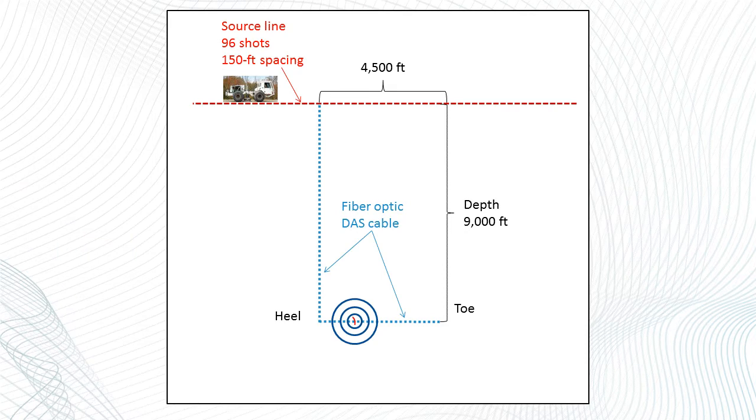Here's a sketch of the field setup of that data set. The well and the DAS cable are vertical to a depth of about 9,000 feet and then turned horizontal for about 4,500 feet. We have 96 vibroseismic surface shots spaced at about 150 feet at the surface, and the sources extend about 5,000 feet off either end of the horizontal part of the well. The baseline survey was recorded before the frac job, and the second survey was recorded 4.5 months later after flowback and initial production. The next slide shows the P-wave fracture image prior to the frac job.